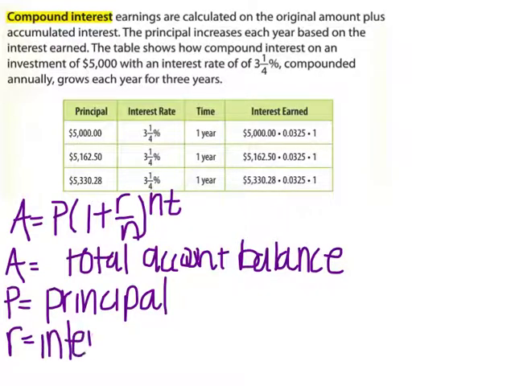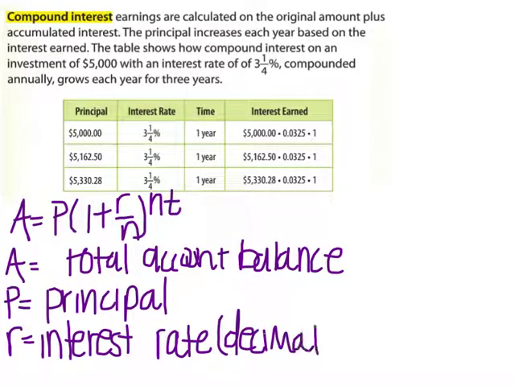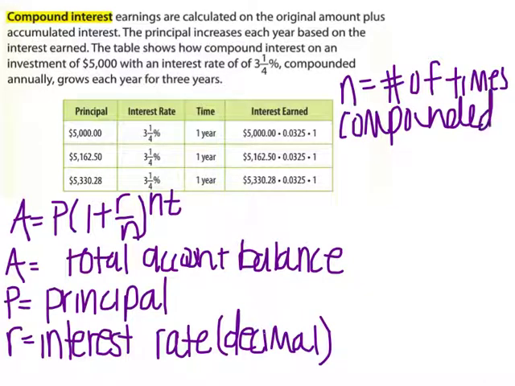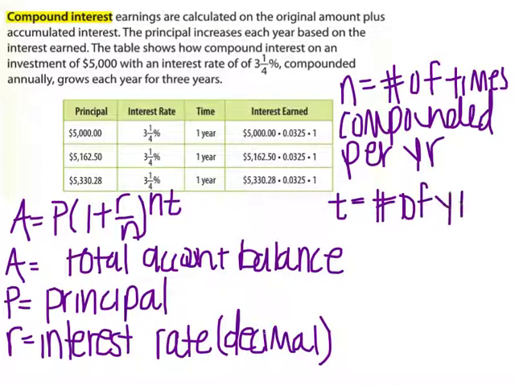R equals interest rate. Now this has to be, just like in the last one, in a decimal. N is the number of times compounded per year, and T is time or number of years. That has to be in years.